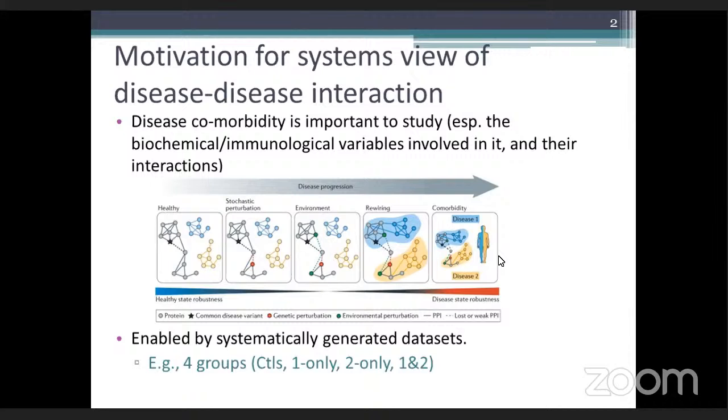Basically, these kinds of studies are enabled by systematically generated data sets. For example, you need four groups of data: a control, a data set for just one disease, then the other disease, and then both of them occurring together. Then such analysis can be carried out.